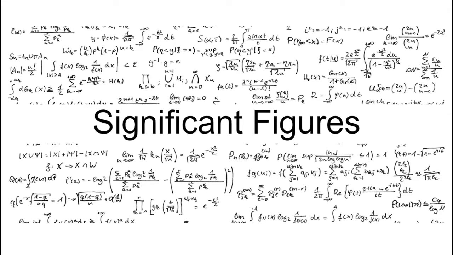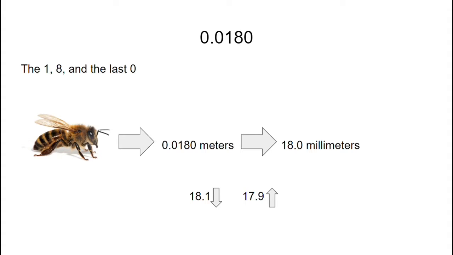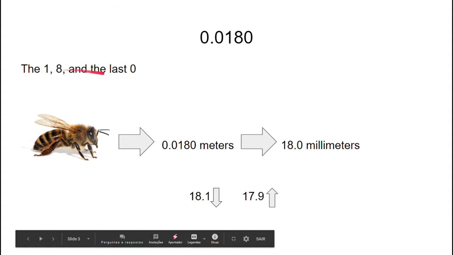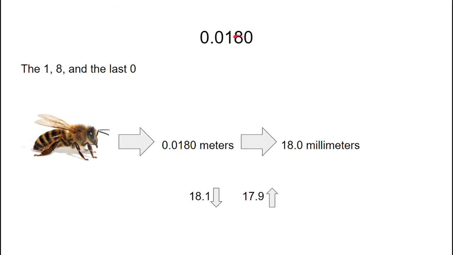So take the number 0.0180 for example. Remember that I said the significant figures are the numbers that tell you how precise the measurement is. In this case, there are three significant figures: the 1, the 8, and the last 0. These three numbers. So why are we not using the first two zeros? At first glance, those might look like they're telling you how precise your measurement is, but in reality, you do not need them to understand what that number represents.